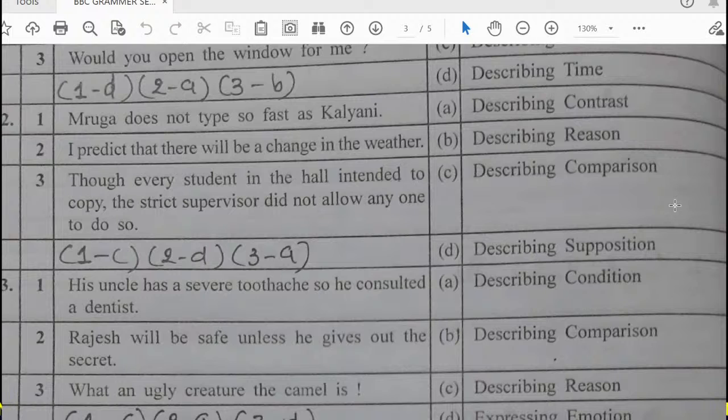Now the third sentence. What an ugly creature the camel is. See, it's an exclamatory sentence, and exclamatory sentences are always connected with our emotion. So the third sentence, what an ugly creature the camel is, is connected with option D, expressing emotion. So it suggests an exclamatory sentence is always connected with emotion.